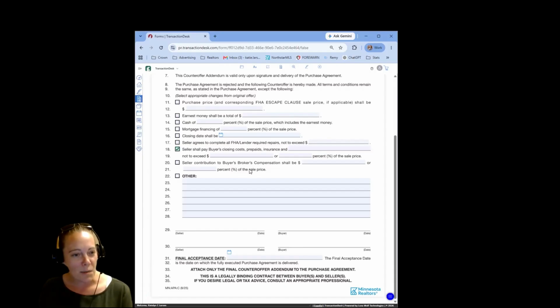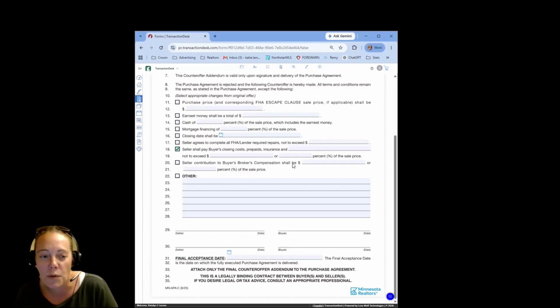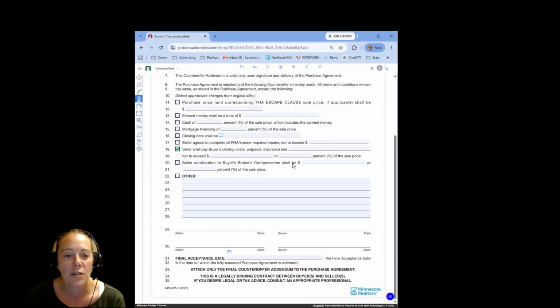Next line is about buyer's closing costs, prepaids, insurance, and whatever else, not to exceed a dollar amount or a percentage of the sales price. So this is the seller's contributing to buyer's closing costs, right? This is not the buyer's broker compensation. This is just their closing costs, whatever the buyer needs.